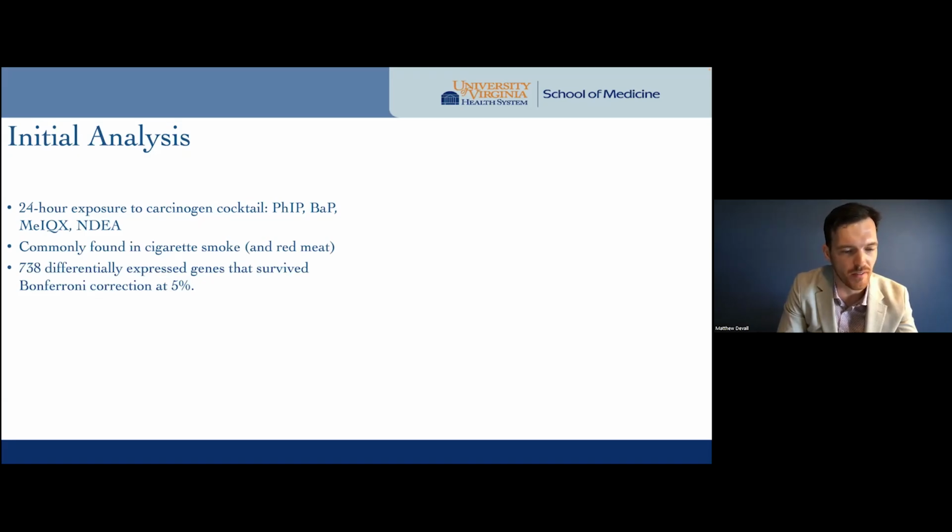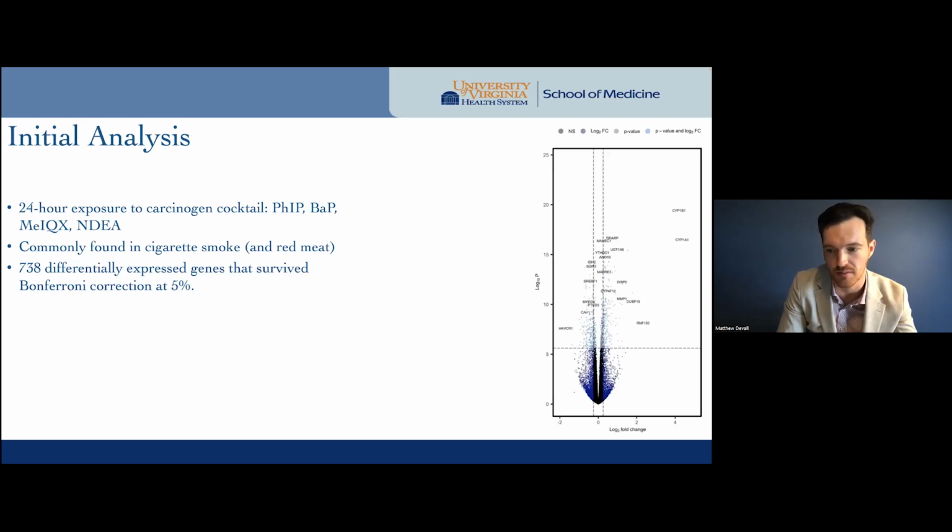We found a pretty extensive number of differentially expressed genes following this exposure, as one might expect when you expose healthy colon to a range of carcinogens. We identified 738 differentially expressed genes, with some pretty obvious targets coming up as being overexpressed. But one issue we had was: we find so many differentially expressed genes, so how do we prioritize these? How do we really garner some mechanism from this?